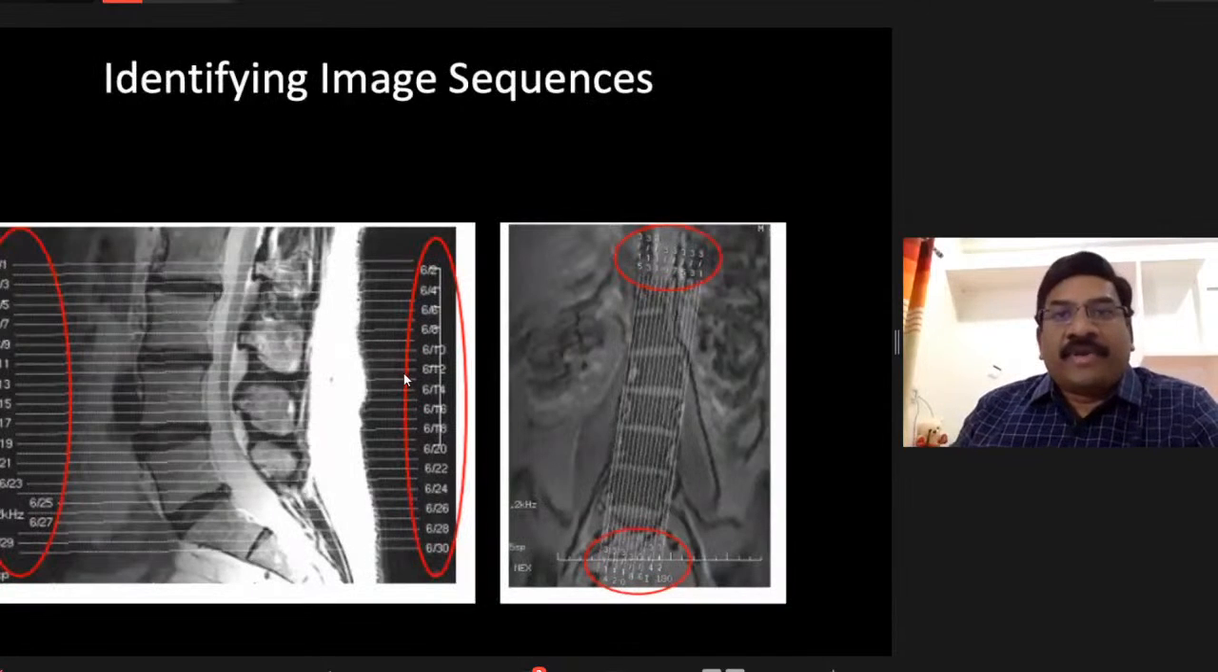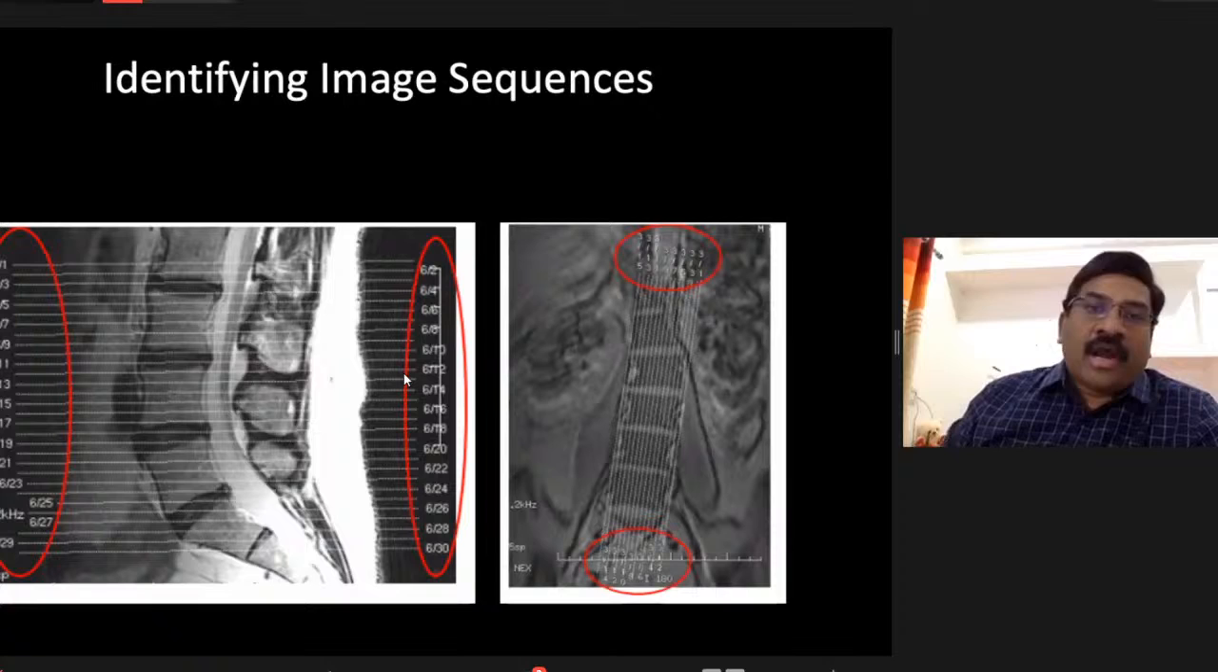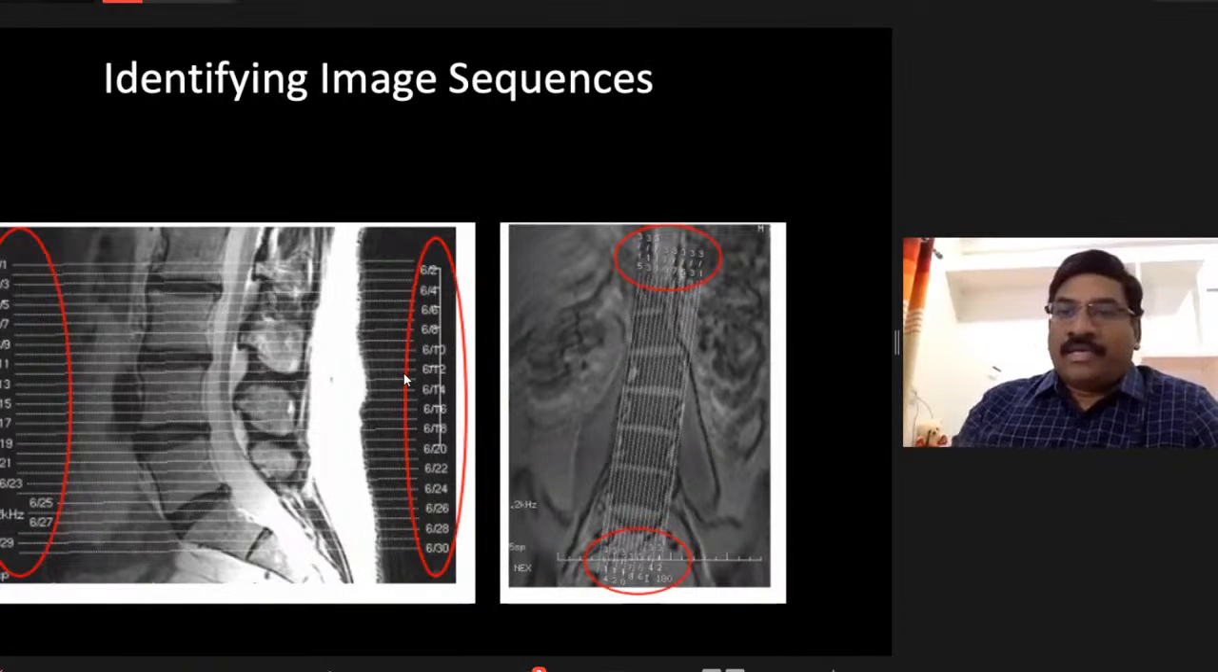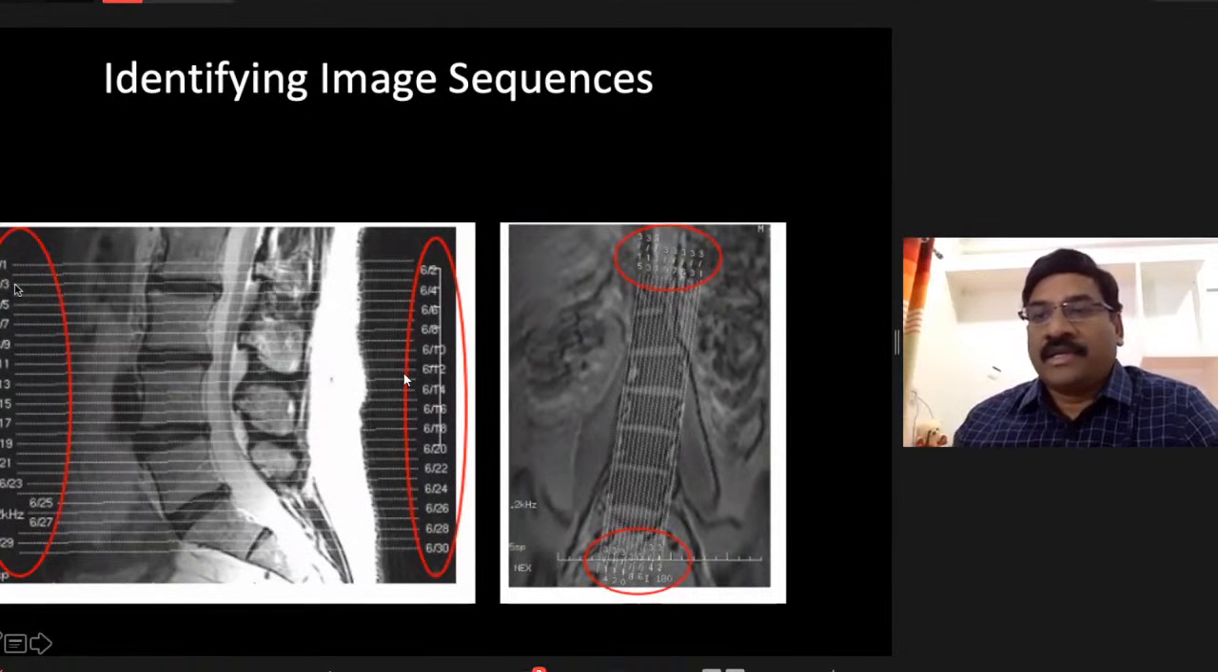So the next thing is identifying the image sequences. A few of the centers have a policy to label the discs which they are printing, like L1, L2 disc. And a few institutes don't label them; they will just print the images and give you one pilot image, a scout film like this. Then you need to identify the numbers which are on the side, and the corresponding level of the cut we are going to take.